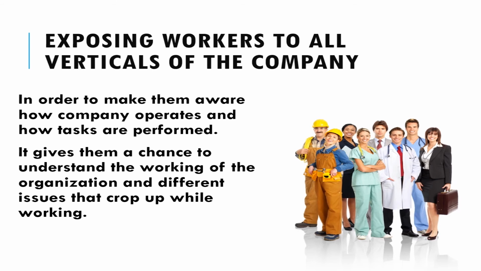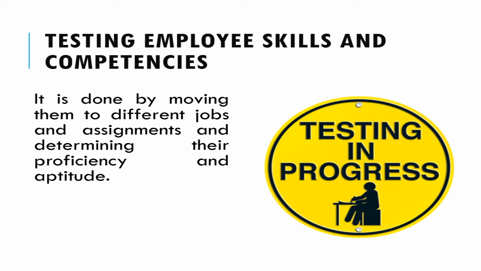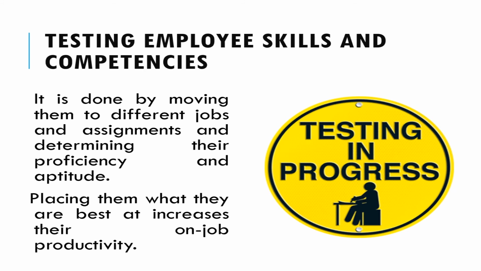Next objective is testing employee skills and competencies. Testing and analyzing employee skills and competencies, and then assigning them the work that they excel at, is one of the major functions of the job rotation process. It is done by moving them to different jobs and assignments, and determining their proficiency and aptitude. Placing them where they are best at increases their on-job productivity.